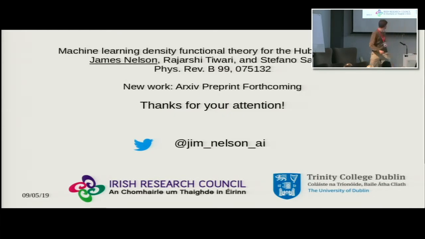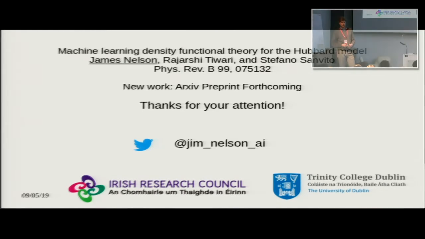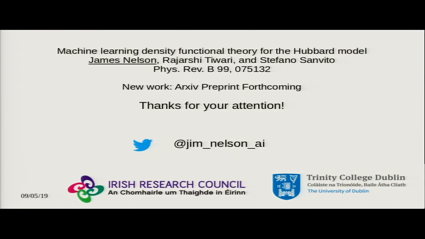If you're interested in any of this, we have a paper out, and it's about verifying the Hohenberg-Kohn theorem on the full Hubbard model using machine learning. And on this new work, there's a preprint hopefully forthcoming soon enough. So thank you very much for your attention.